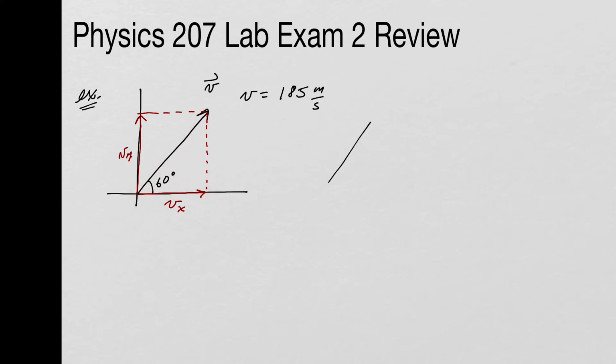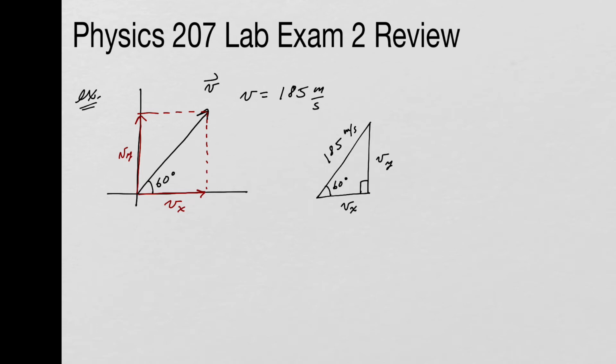so I'll draw that over here. Then again, we know this angle is 60 degrees. The hypotenuse is the magnitude of the velocity, so that's how fast it was launched, 185 meters per second. And then the adjacent side to the angle is our Vx, and the opposite is our Vy. So what trig functions do we need to use to find Vx and Vy?